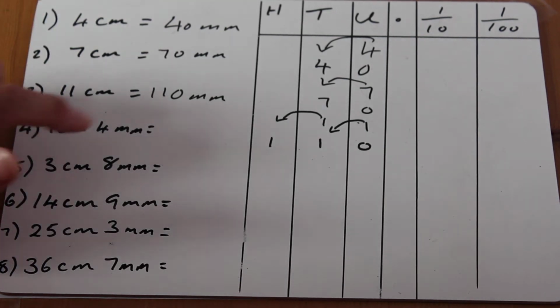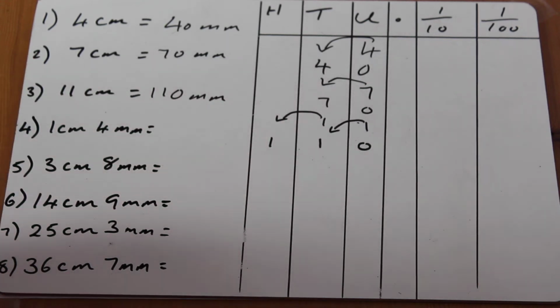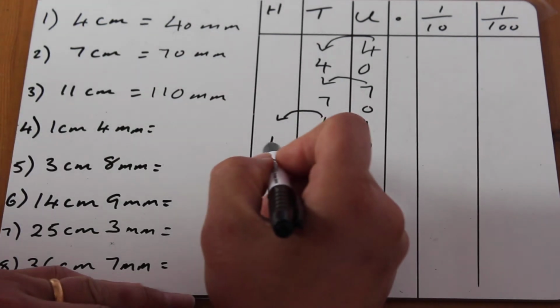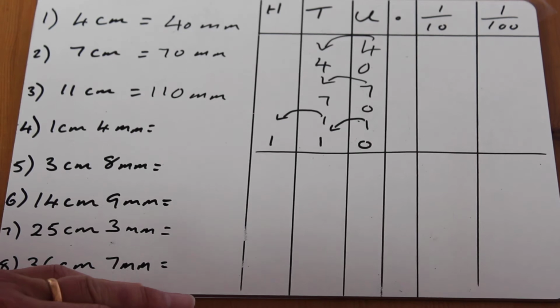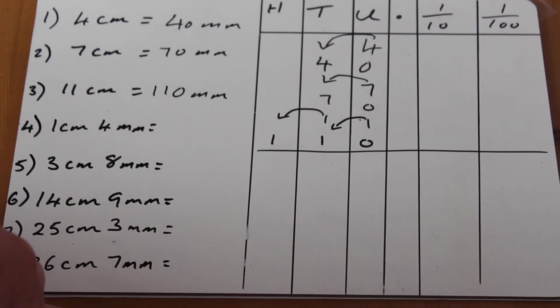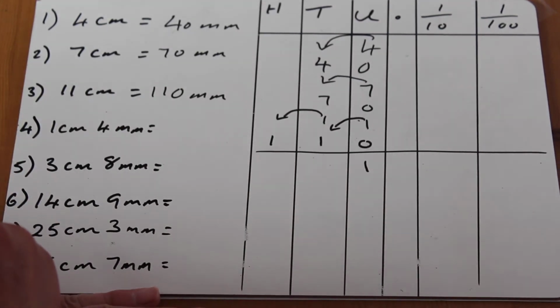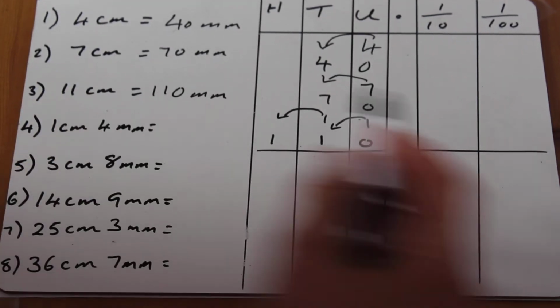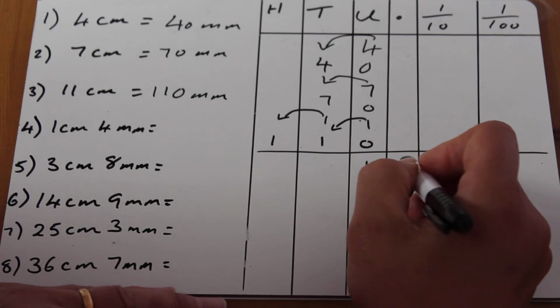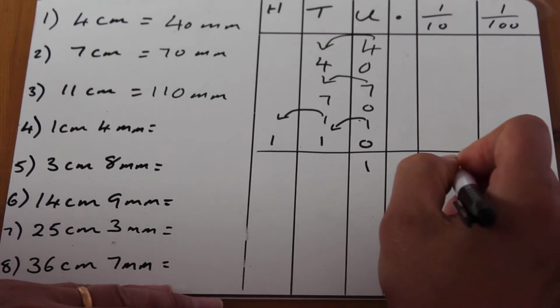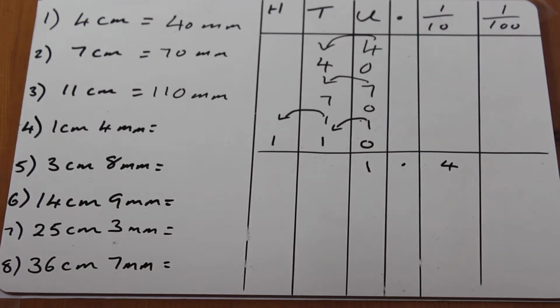When we're dealing with centimetres and millimetres, we need to write it as a decimal. So I'm just going to put a separating line underneath here, and we're going to look at these. 1 centimetre: the centimetres are the same as my units. My millimetres are really my tenths numbers, so that goes in there. So that's how I would write down 1 centimetre, 4 millimetres.